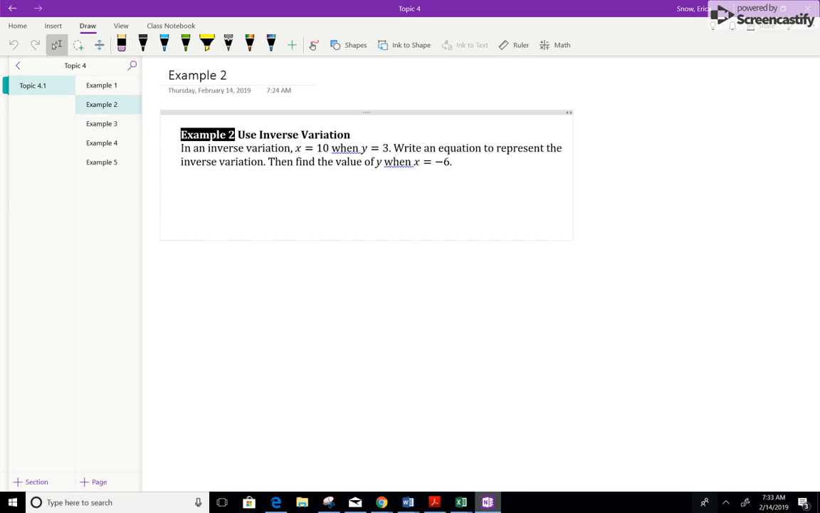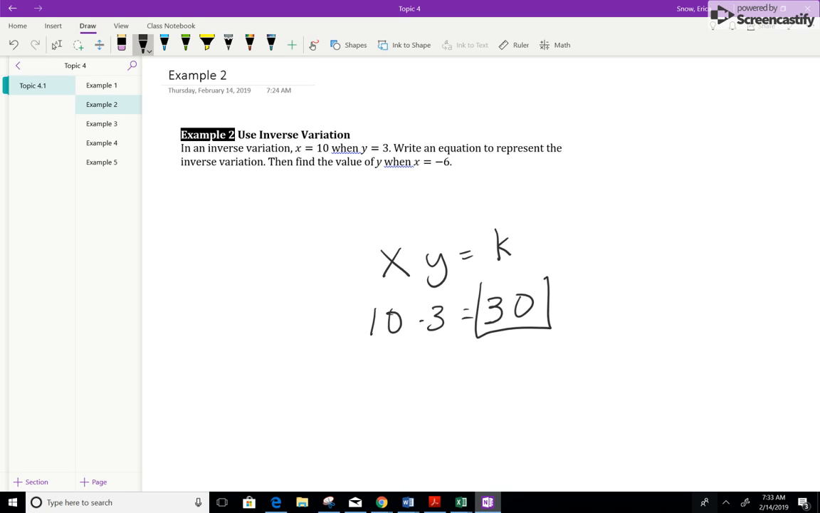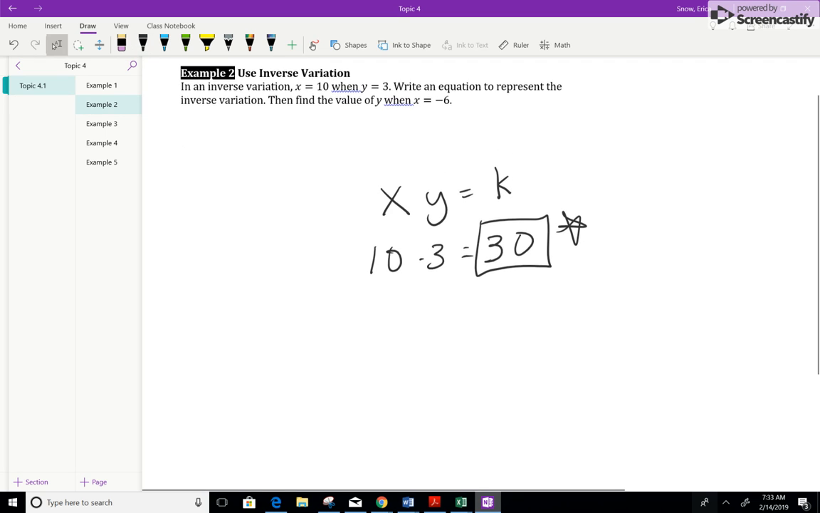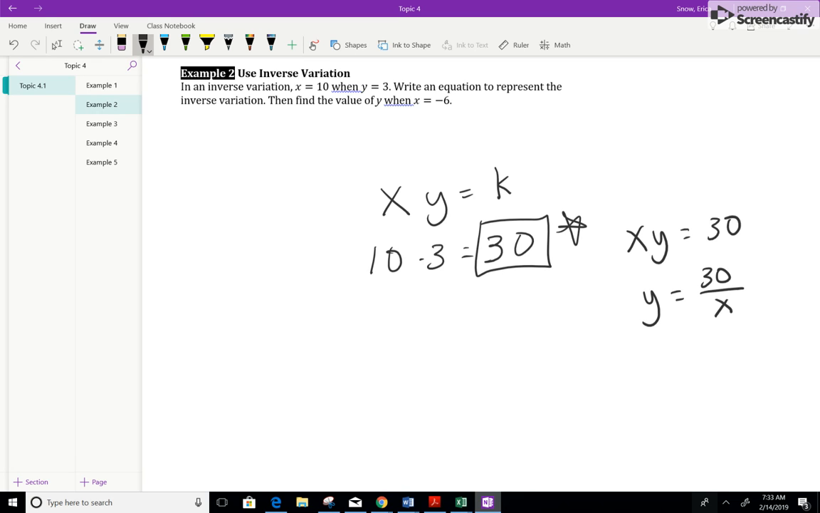Our next example is going to show us how to use this. Example 2 says, in an inverse variation, x is 10 when y is 3. If we know that xy equals k, our x is 10 and our y is 3, so k has to be 30. This is true no matter what x and y are. Then it says, write an equation to represent the inverse variation. So our equation is xy equals 30, or if you want y by itself, y equals 30 over x.